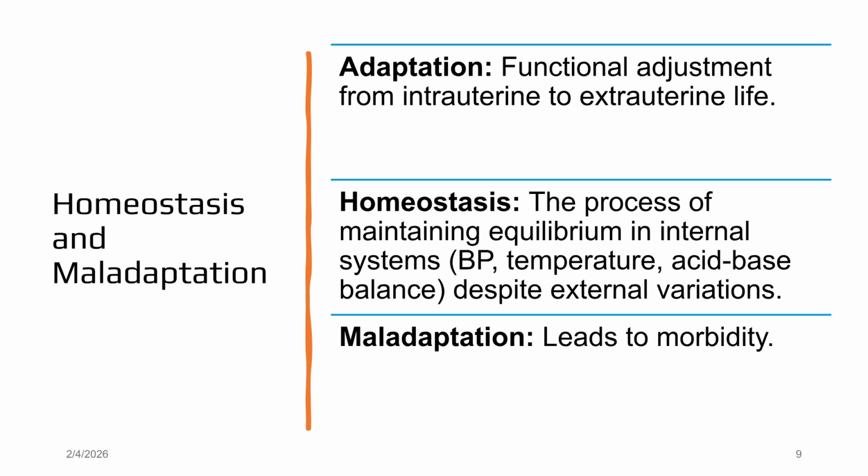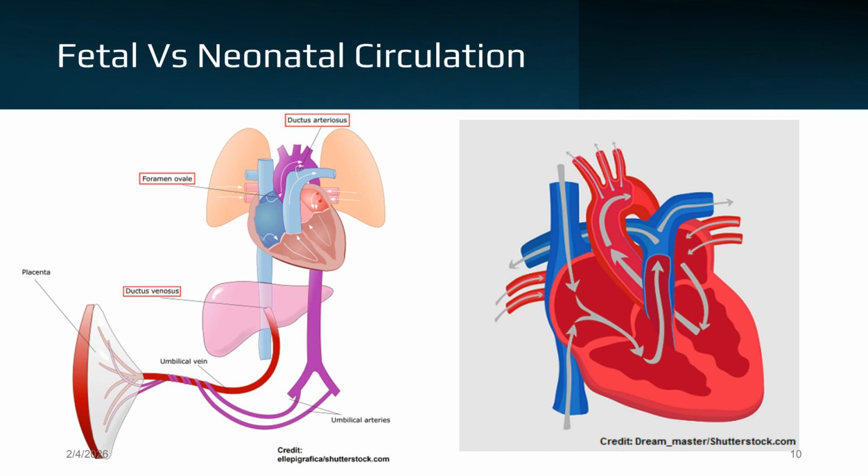Adaptation is the functional adjustment from intrauterine to extrauterine life. Homeostasis is maintaining equilibrium in internal systems like blood pressure and temperature. Maladaptation can lead to morbidity. This image illustrates the differences between fetal and neonatal circulation. Note the presence of the umbilical cord, ductus arteriosus, ductus venosus, and foramen ovale in the fetal system.